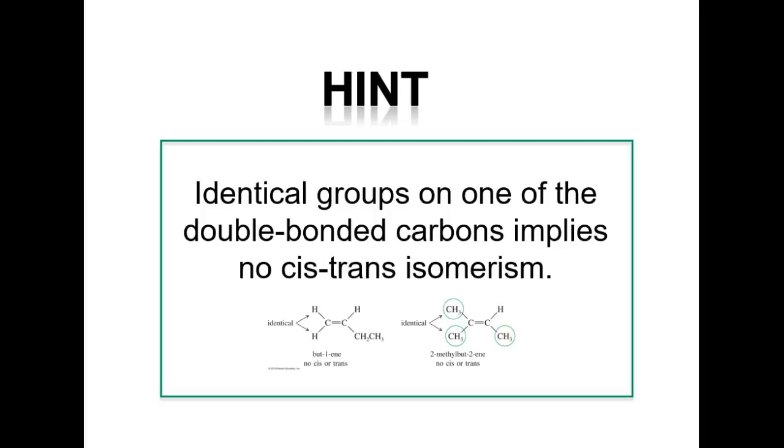Here's a hint. If one of the double bonded carbons has identical groups, that implies no cis and trans. That's what I just said. If you have 2 of the same groups on the one carbon, you cannot have cis and trans. Notice here I also have the same groups. There is no cis and trans. If one of these was a hydrogen or an oxygen or a nitrogen or something different, then you would have cis and trans.